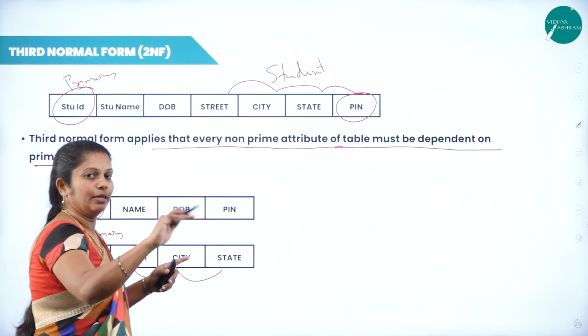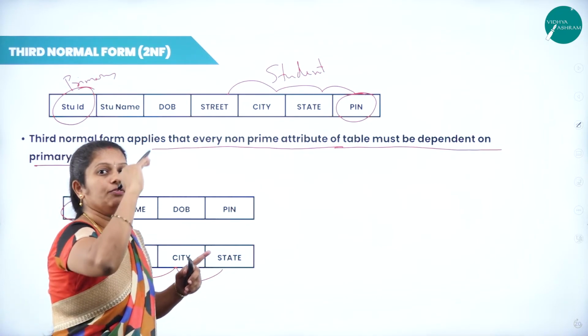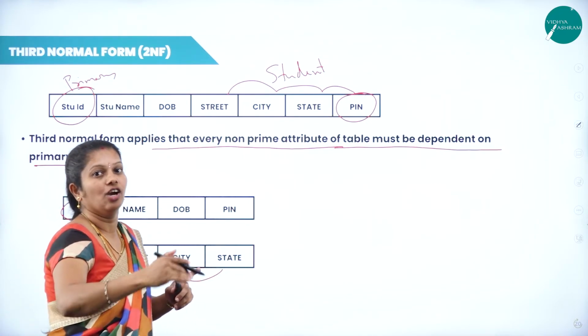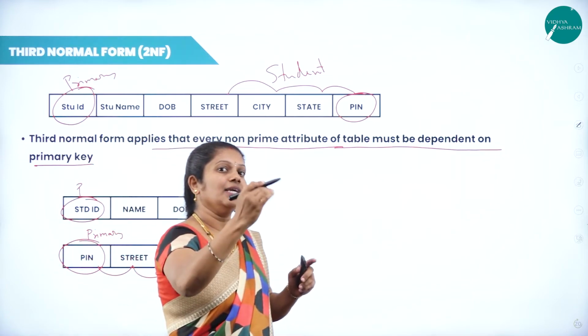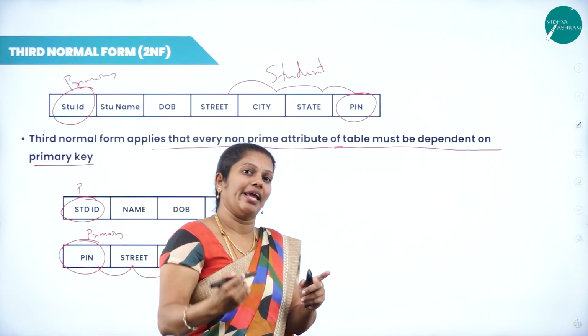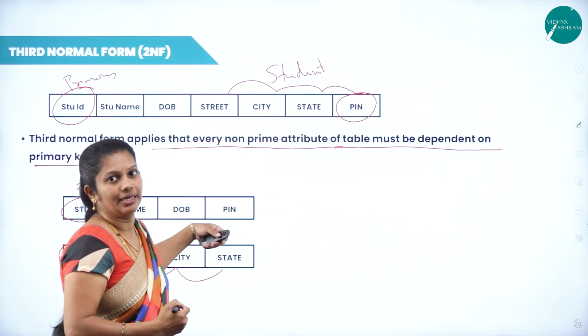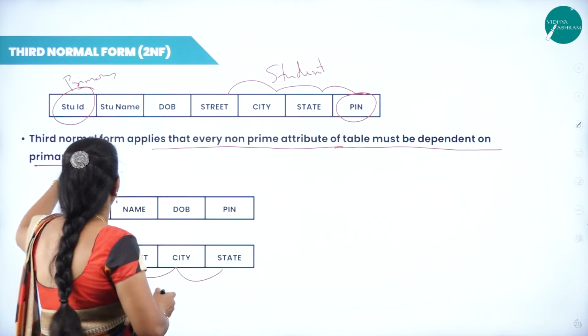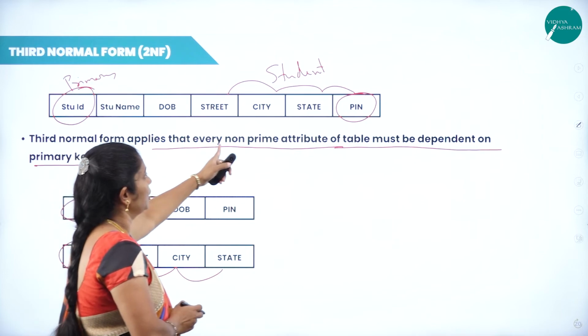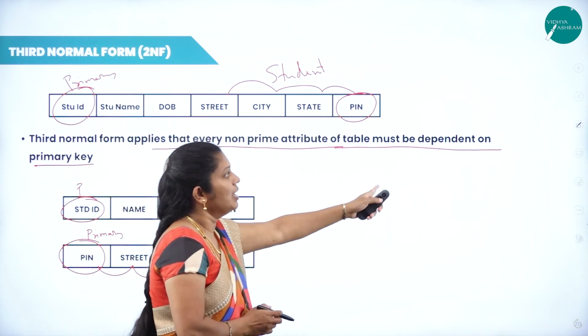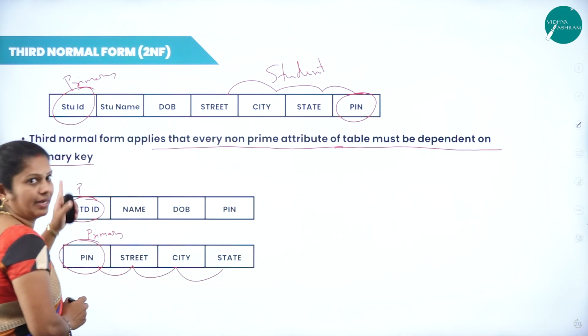In one table there should not be two primary keys. So one foreign key should not be there. We have to remove that. Foreign key is nothing but a key that is a primary key in another table. That is nothing but a foreign key here. You have to remove the foreign key. And here third normalization applies that every non-prime attribute of the table must depend on the primary key.